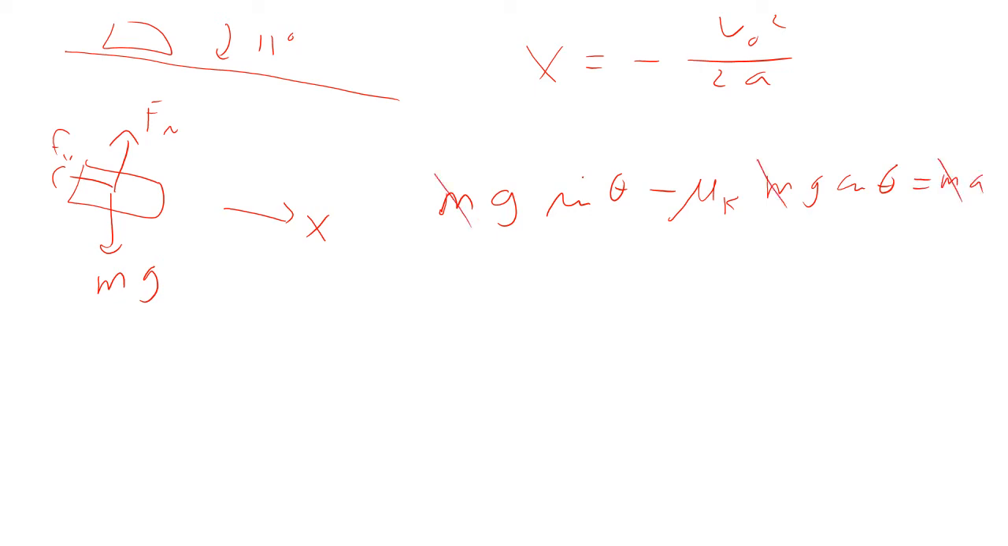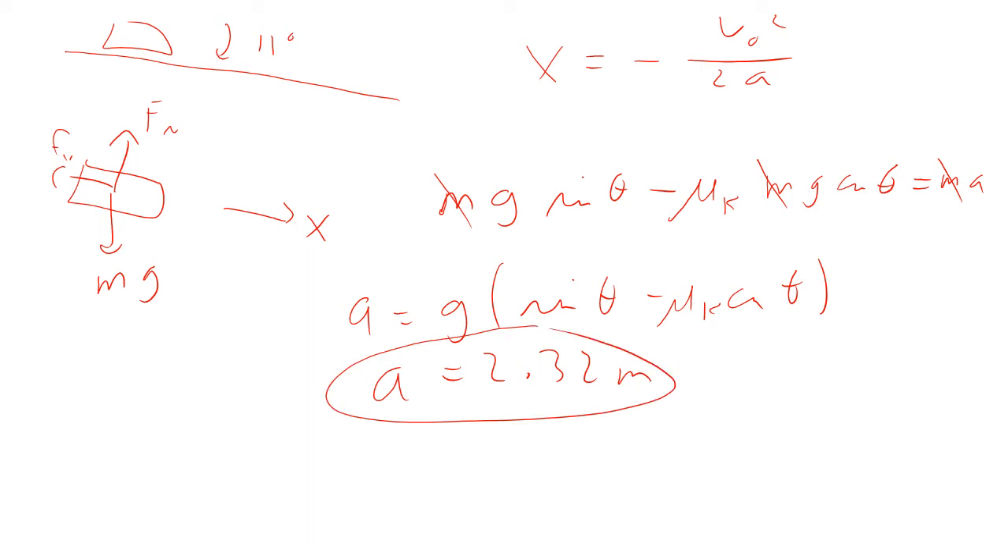So the m's cancel. So the acceleration is going to be g times sine theta minus mu sub k cosine theta. We plug in the numbers, and a comes out to be 2.32 meters. So going down the incline is vastly more distance. Gravity's pulling you down the incline, friction slowing you, but gravity's trying to pull you down the incline, so it takes longer to stop going down the incline than it does going level. It takes less distance to stop going up the incline.